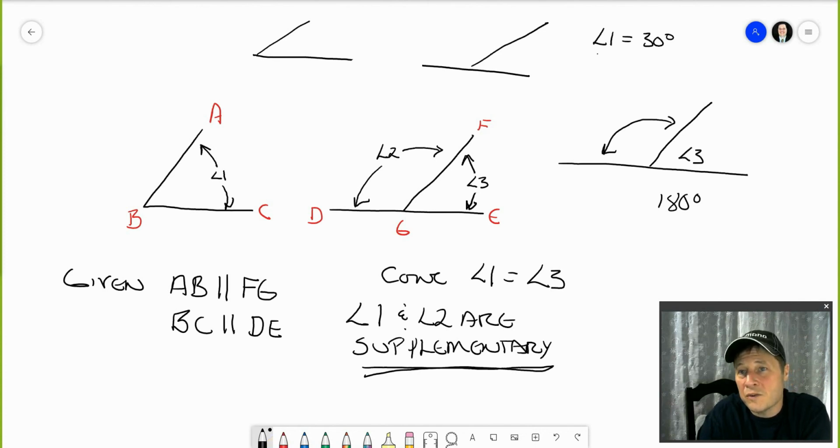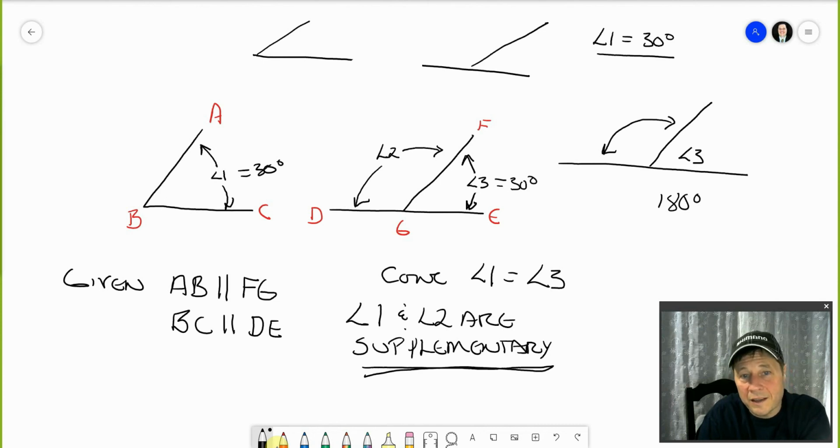All I've told you is angle 1 is 30 degrees. That's this one here, 30 degrees. If AB is parallel to FG and BC is parallel to DE, then angle 1 equals angle 3. They are the same. Angle 3 is also 30 degrees. They have to be. So can I solve angle 2?